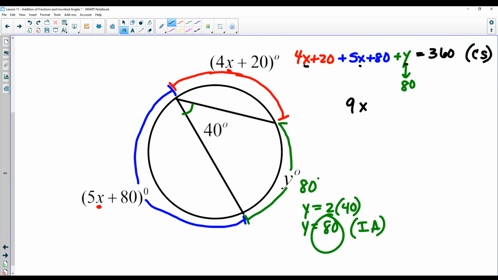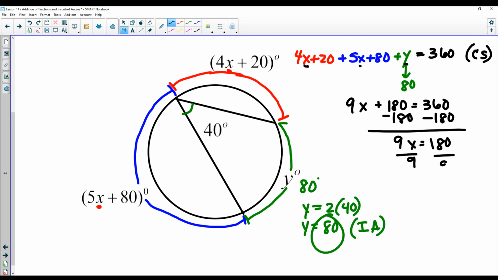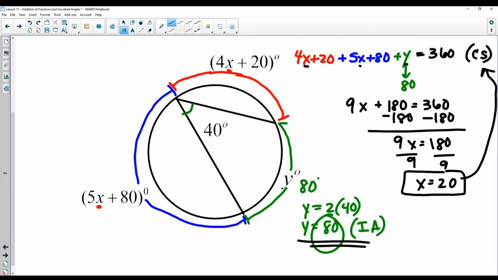We have 9x. Add up our constants. So it looks like we have 180 plus 9x equals 360, and we have a nice algebra problem to solve here. So subtract 180 from each side. Divide both sides by 9. And x is going to equal 20. So x equals 20 by circle sum. That's our justification there. And y is 80 by inscribed angles.